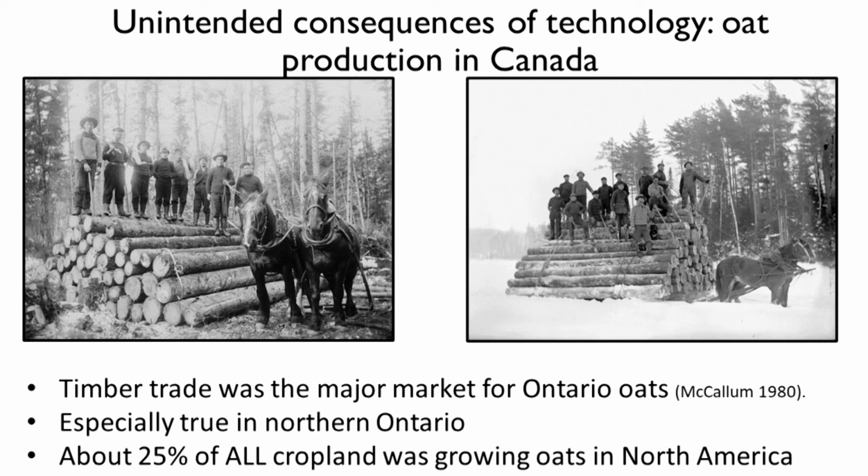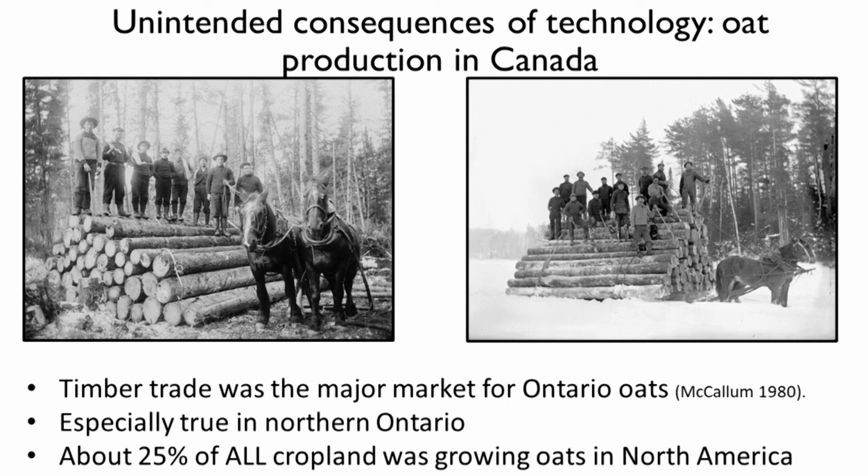In the early 1900s, I think I got this statistic in 1920, but don't quote me on it. Sometime in the early 1900s, about 25% of all cropped land in North America was dedicated to growing oats. That's just an astounding number, about 100 years ago. Just that much oats being grown.